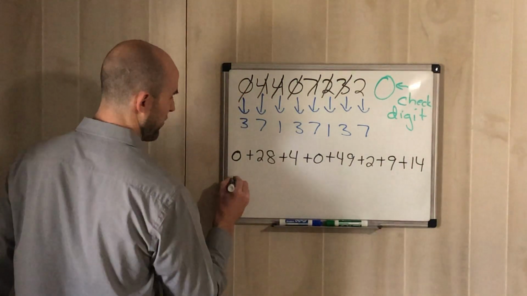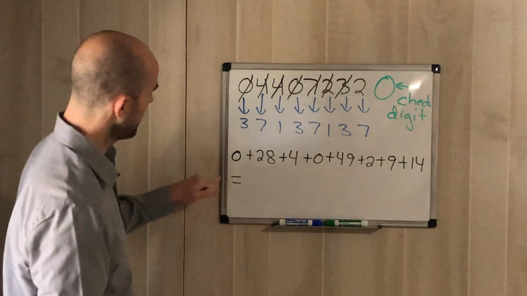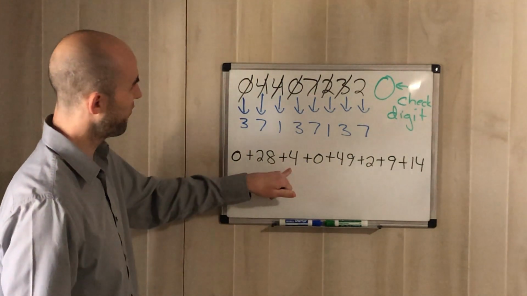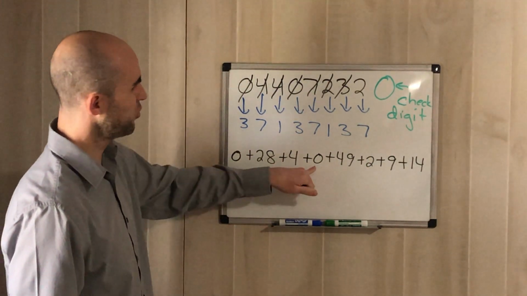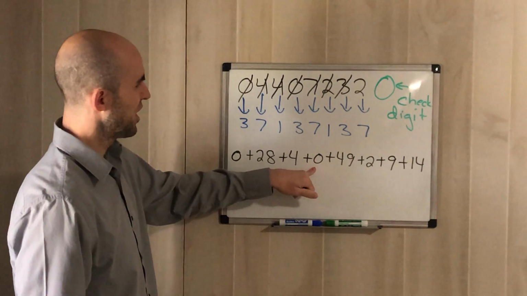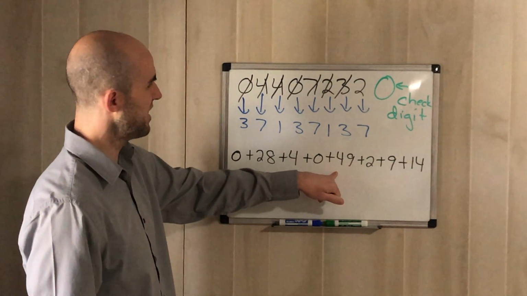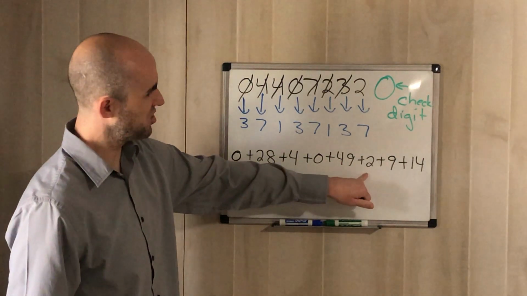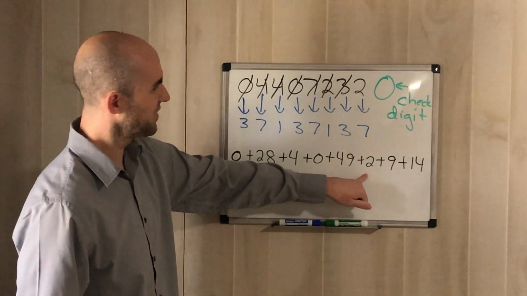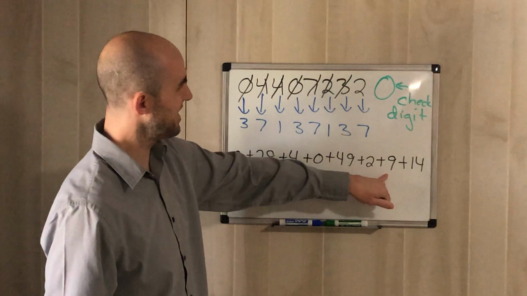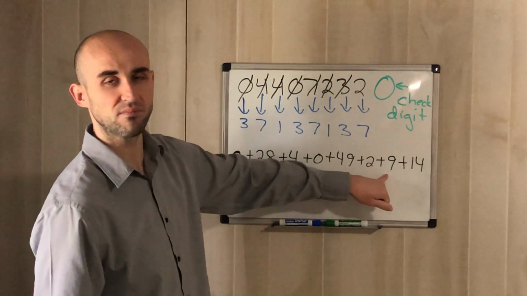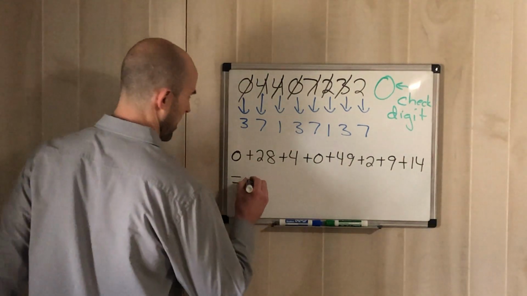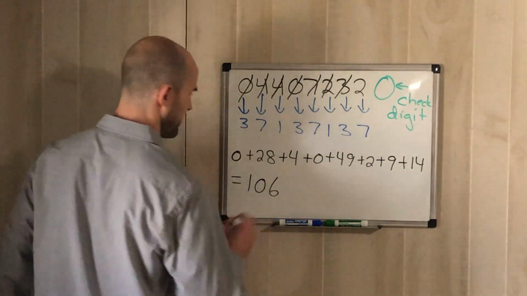So just like we did before, let's add everything up, right? 0 plus 28 is 28. 28 plus 4 is 32. 32 plus 0 is 32. 32 plus 49 is going to give us 81 again. 81 plus 2 is going to give us 83. 83 plus 9 is going to give us 92. 92 plus 14 is going to give us 106, right?